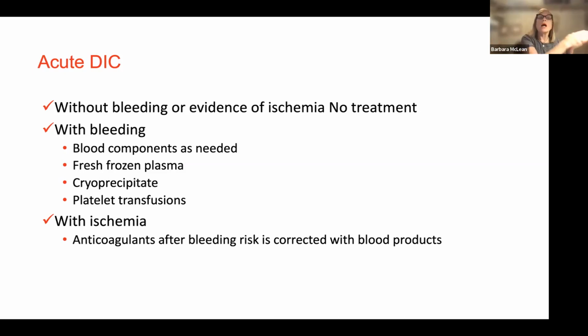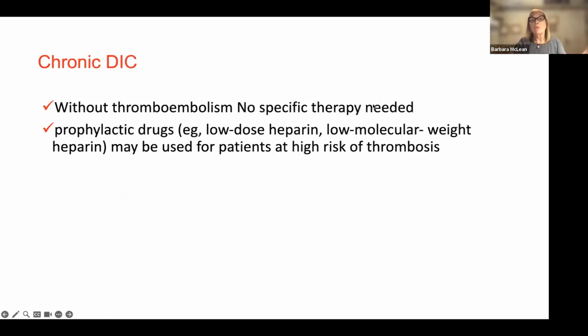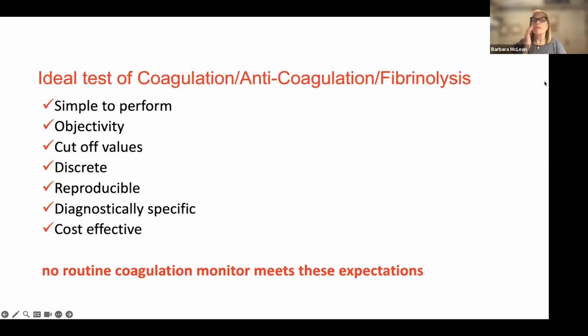So remember, we're not going to ever talk about anticoagulation in somebody with acute DIC unless we have evidence of microthrombus and unless there's evidence of organ ischemia. So with organ ischemia, we're going to consider anticoagulation. With chronic DIC, as long as they don't have thromboembolism, we're not going to give any therapy. But sometimes chronic DIC patients are going to be initiated on prophylaxis, most particularly with low molecular weight heparin, just to be prophylactic and assist with the risk of thrombosis.